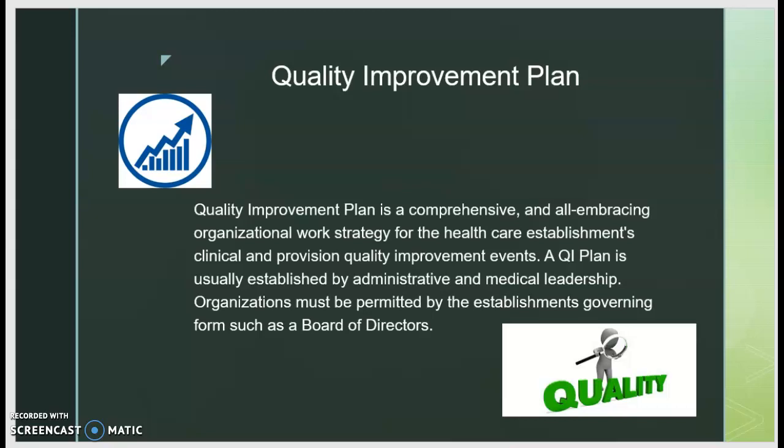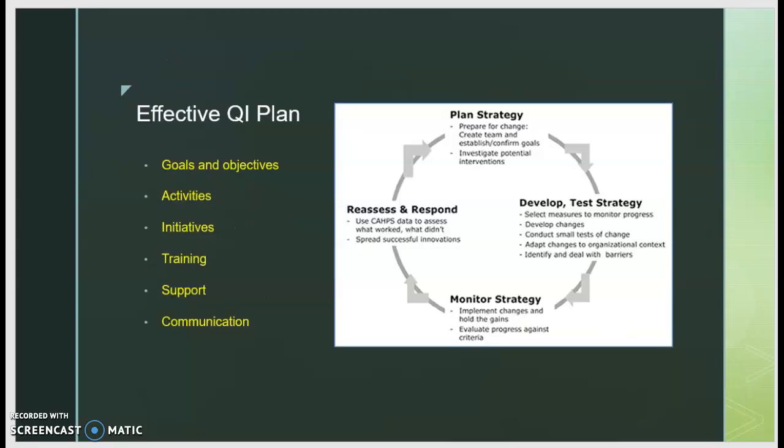A Quality Improvement Plan is a comprehensive and all-embracing organizational work strategy for the health care establishment's clinical and provision quality improvement events. A QI plan is usually established by administrative and medical leadership. Organizations must be permitted by the establishment's governing form, such as the Board of Directors. For an effective QI plan, goals, objectives, activities, initiatives, training, support, and communication are needed.